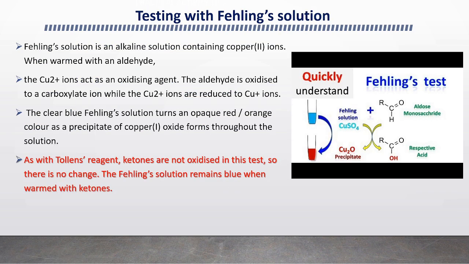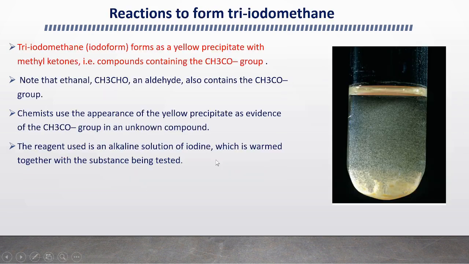Now testing with the Fehling solution. The Fehling solution is an alkaline solution which contains copper ions. When warmed with aldehydes, the copper ions act as an oxidizing agent and are reduced to Cu+ ions. The clear blue Fehling solution turns to opaque red, as you can see here. As with the Tollens reagent, ketones are not oxidized in this test, so there is no change. The Fehling solution remains blue when warmed with ketones. It means that both Tollens and Fehling solution tests can only be given by the aldehydes, not the ketones.